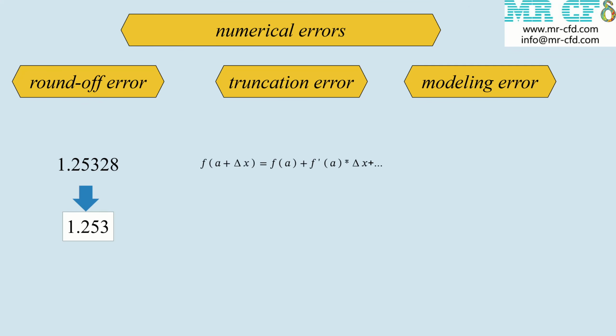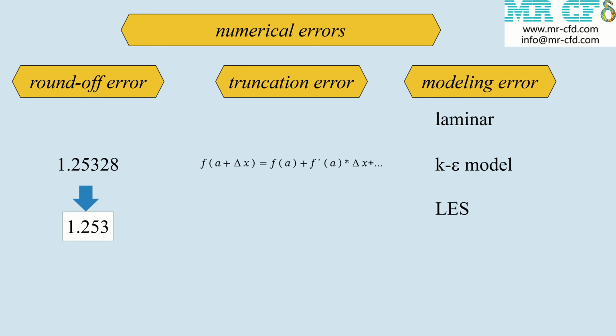2. Truncation error. As we saw, truncation errors occur when a mathematical process is approximated by a finite number of terms. Truncation errors can significantly affect the accuracy of a solution, particularly in regions with high gradients or nonlinearities. Increasing the order of the numerical method, using higher-order schemes for discretization, typically reduces truncation errors. Refining the mesh or grid to capture gradients more accurately can also help. 3. Modeling error. Modeling errors occur due to the simplifications and assumptions made in the mathematical models used in CFD, such as turbulence models and boundary conditions.